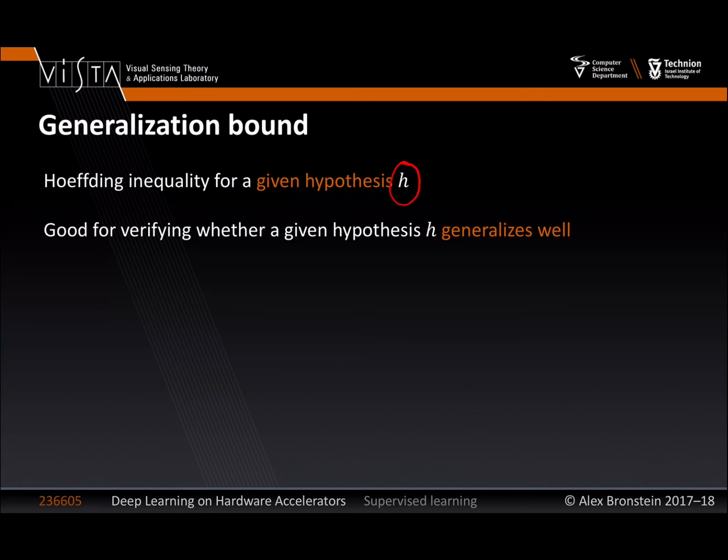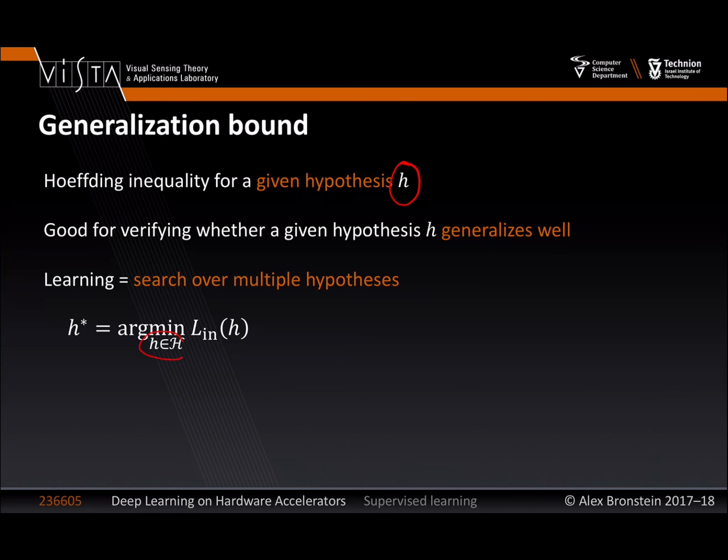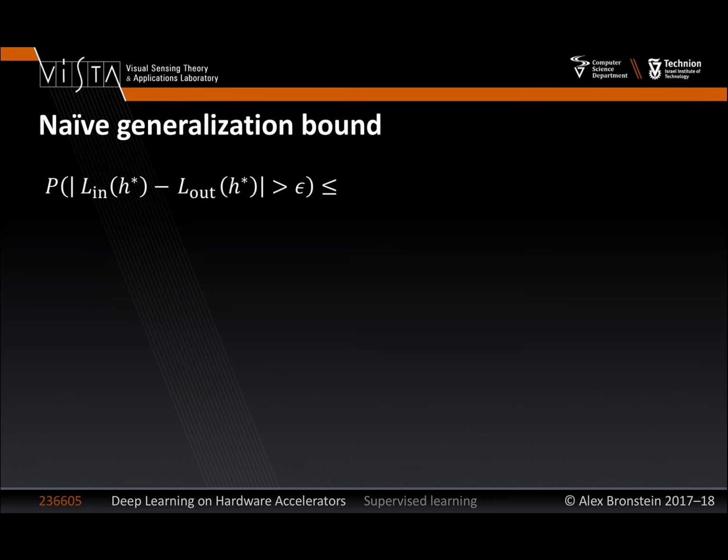So the same happens in the hypothesis space. I really want to say something about all the hypotheses, or actually the best one of the hypotheses. So basically I'm minimizing over this space H. What I would like to do is put a bound on this quantity, on the best hypothesis, and write it in terms of a bound on any hypothesis.